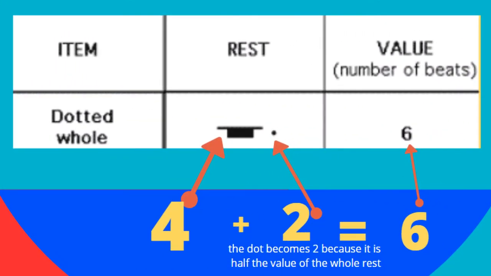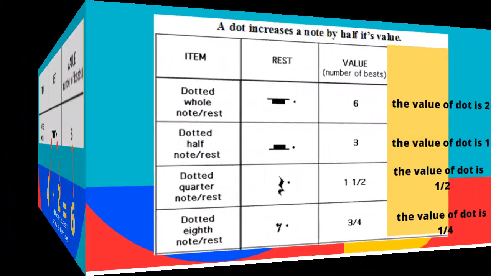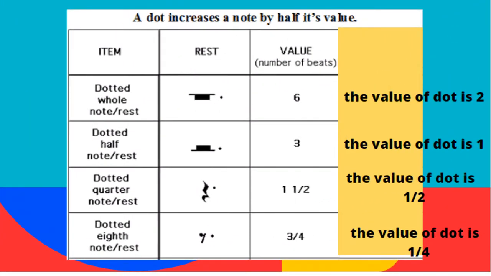In our example, we have the dotted whole rest. The whole rest has a value of 4 beats. And the dot becomes 2 because it is half the value of the whole rest. So the equation becomes 4 plus 2 equals 6. The chart shows the different values of dots in the different kinds of rest.